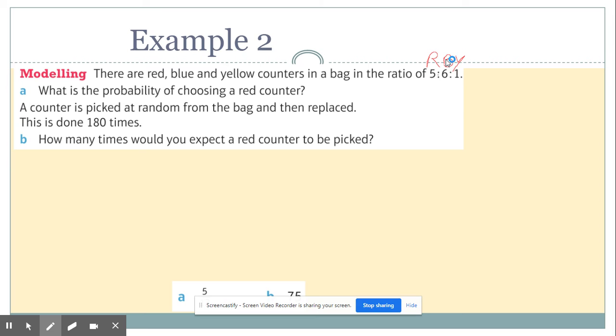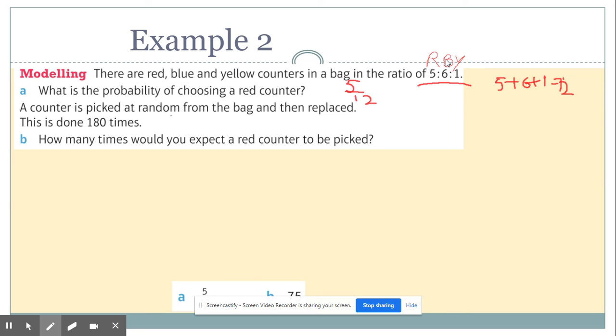So first of all, how many counters are there in total? 5 plus 6 plus 1 is equal to 5 and 6, 11, and 12. So total number of counters is 12. Probability of choosing a red counter: out of 12, 5 are red, so it will be 5 over 12.